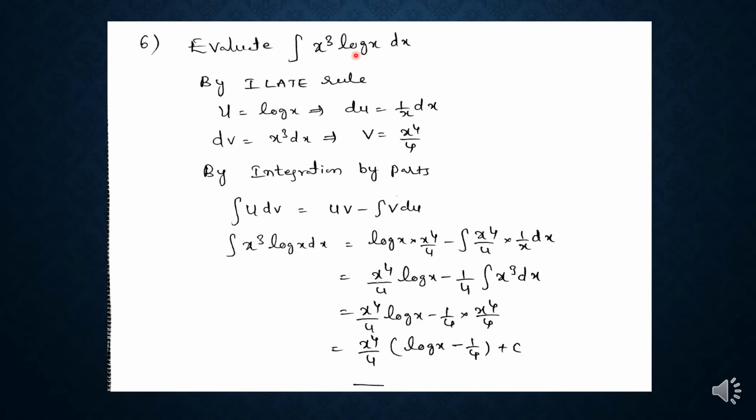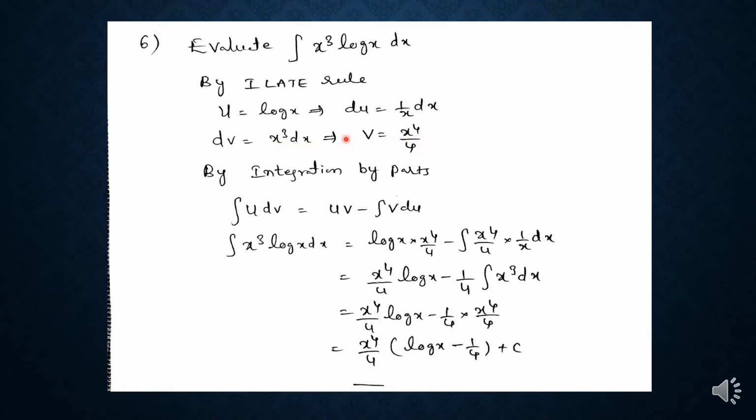So log x, the logarithmic function, will be taken as the first function u, and the second function is x cube dx, that is dv. So u is equal to log x. Then what is the derivative of u? That is du is equal to 1 by x into dx. dv is equal to x cube dx. v can be obtained by integrating dv, that is integral dv is equal to v, integral x cube dx is equal to x to the power of 4 by 4.